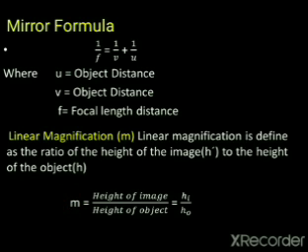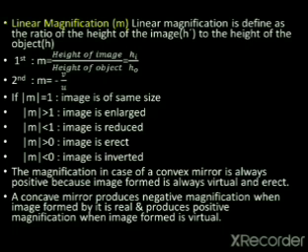Whenever you take a ratio of height of image upon height of object, you will get magnification, that is m. Magnification is denoted by small m, or you can even denote it by capital M. So magnification m is height of image upon height of object. Another formula for linear magnification is this. Linear magnification is the ratio of height of image to the height of the object, hi upon ho. Second formula is m equals to minus v by u, where v is image distance and u is object distance.